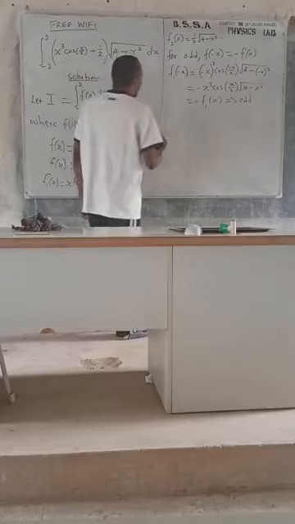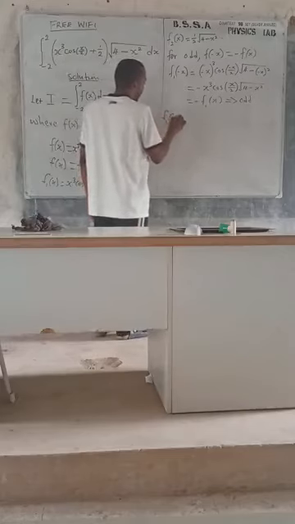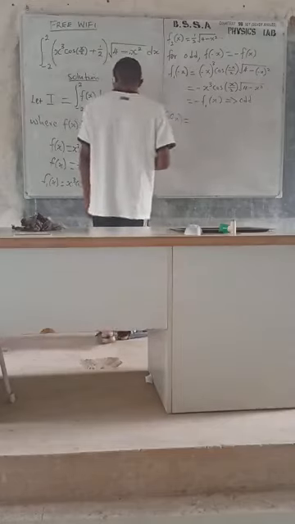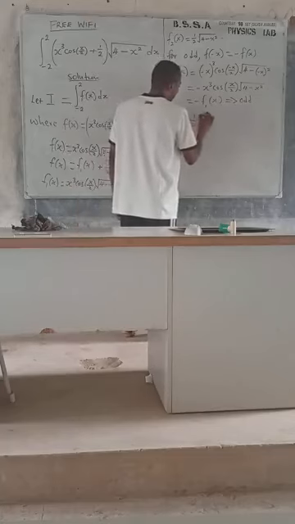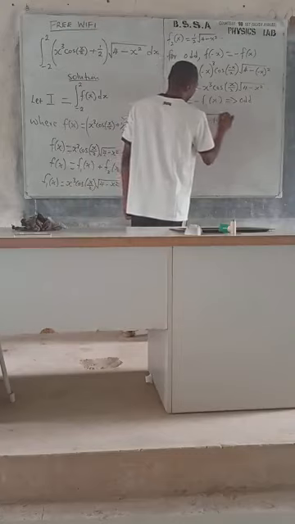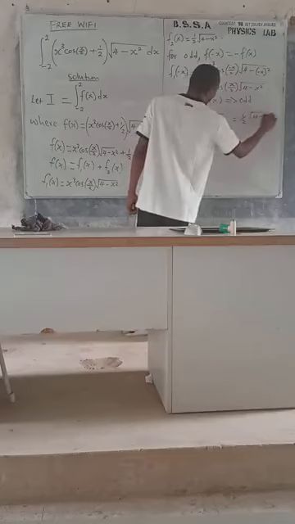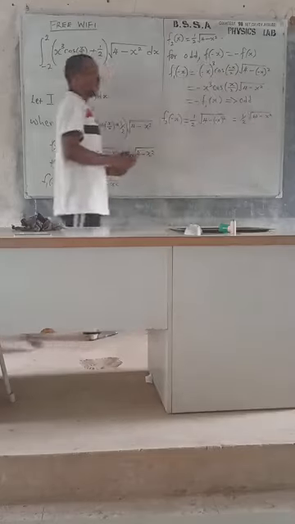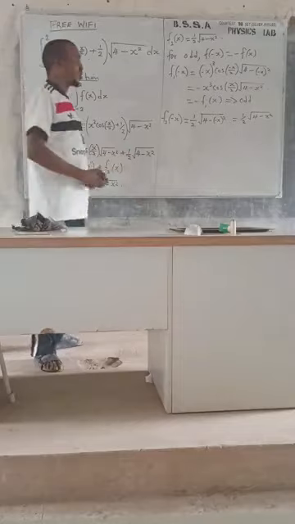Alright, let's look at the second function. f2 of minus x will give us nothing but the same function, with minus x squared. This will give us half the square root of 4 minus x squared.